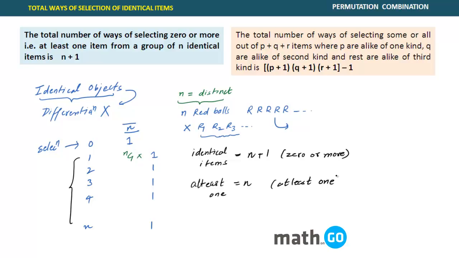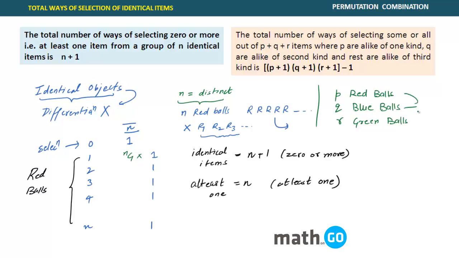Okay. Now this I have taken when there were only red balls in the bag, right? There could also be green balls. For example, now let's say there are p red balls, q blue balls, and r green balls, right? And all these balls are given to be respectively identical. So in how many ways could the total selection be done?